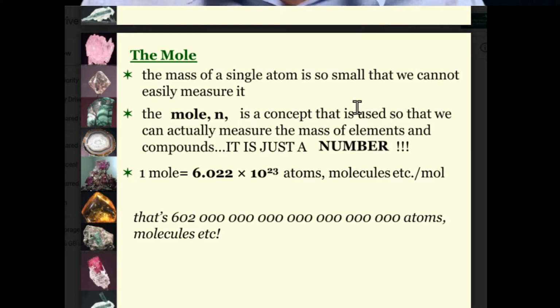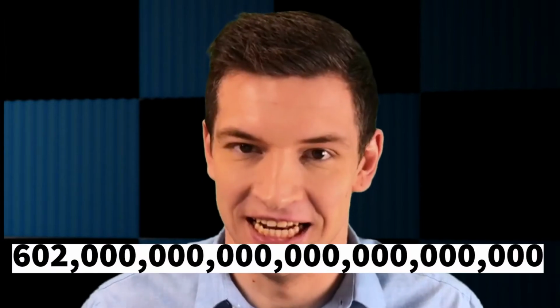So the mole is a concept that is used so that we can actually measure the mass of elements and compounds, all right? It's just a number. It's, again, Stanley nickels, Drover dollars. 1 mole is actually equal to 6.022 times 10 to the power of 23 atoms. 1 mole represents 6.022 times 10 to the power of 23 atoms. How many atoms is that, you ask? Good question. 602 hexillion atoms.